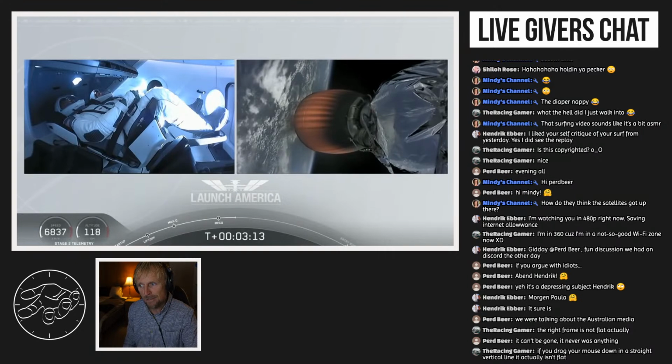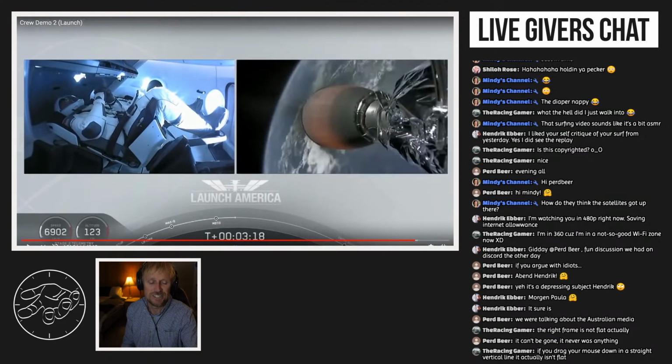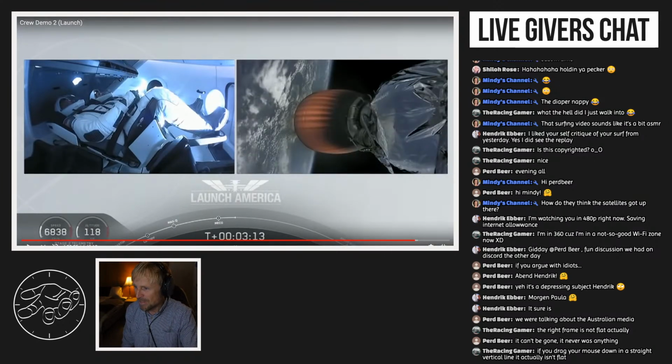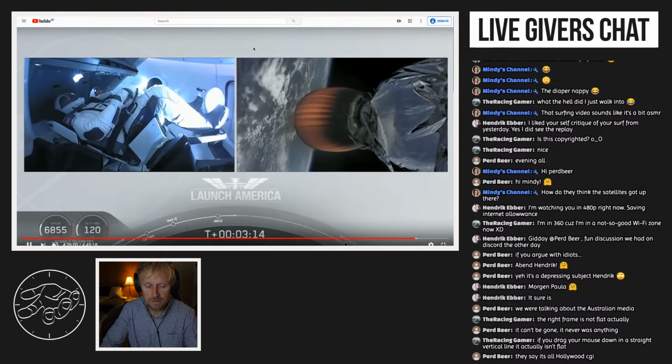That's almost a flat Earth right there, folks. Look at that. That's pretty much flat right there. Oh, shit. Get out of there. That's pretty much a flat Earth right there. Well, still not exactly flat, but close enough. If you drag your mouse down in a straight vertical line, you can't do that on here. Can't do that here, dude.